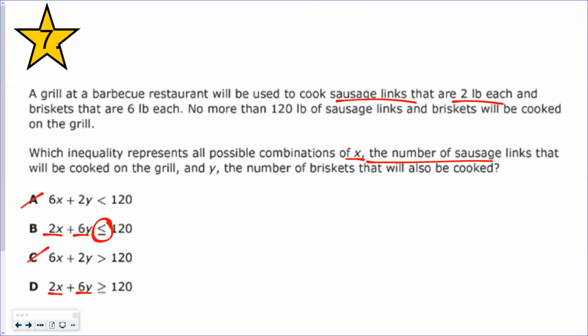What will help me is deciding which inequality sign I need to use. Now, they mentioned no more than 120 pounds of sausage links and briskets will be cooked. So we can't go more than 120. We have to be less than or equal to it, which means answer choice B is correct.